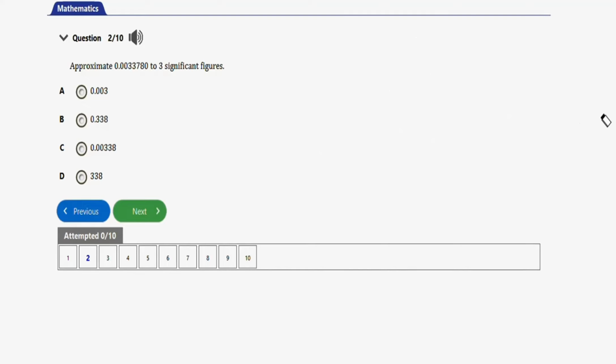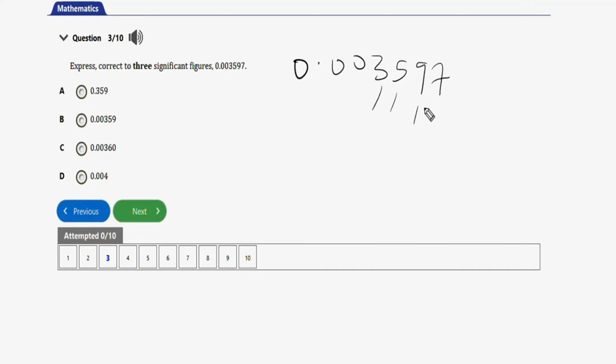The next question is this one. Express correct to 3 significant figures 0.00357. So this is the first significant figure, second one, third one. Guys, pay attention here. This question is unique. Now this 7 is up to 5. When you round it up as 1 and add it to this, you now get 10.